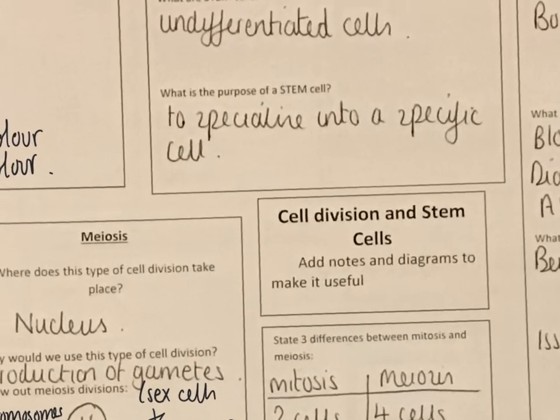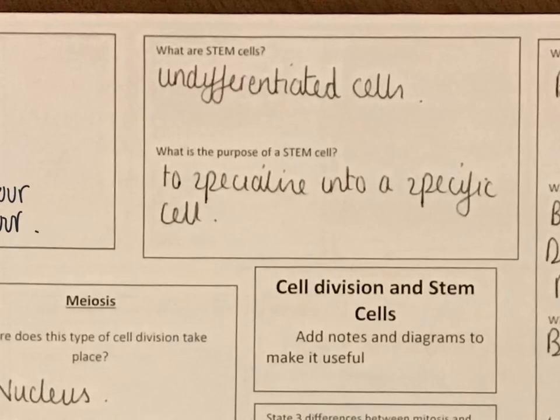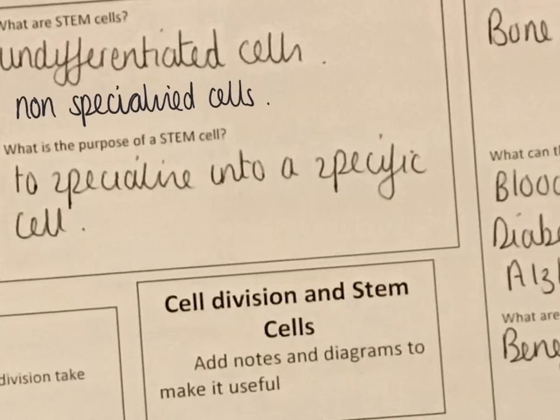If we go up, we can look then at stem cells. Stem cells are undifferentiated cells. So if we're not going to remember that, they are non-specialized cells. They're like our general animal cell. And then what's the purpose of a stem cell? They can specialise into a specific cell, so any cell that we need. And we're going to go into what we need them for now.